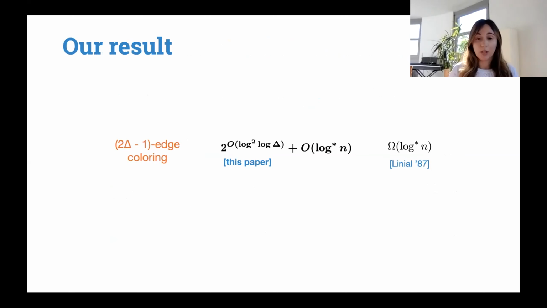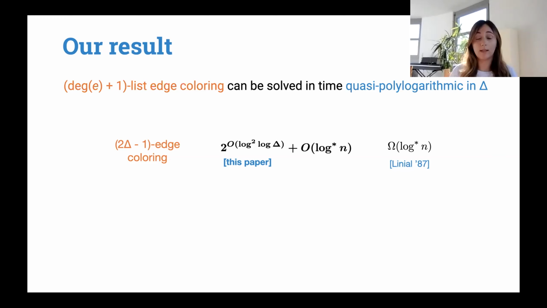In this work, we show that 2delta-1 edge coloring can be solved in time quasi-polylogarithmic in delta plus order of log* n deterministic rounds in the LOCAL model. In order to show this, we actually prove something stronger. We show that degree+1 list edge coloring can be solved in time quasi-polylogarithmic in delta. But let's see what this problem is.